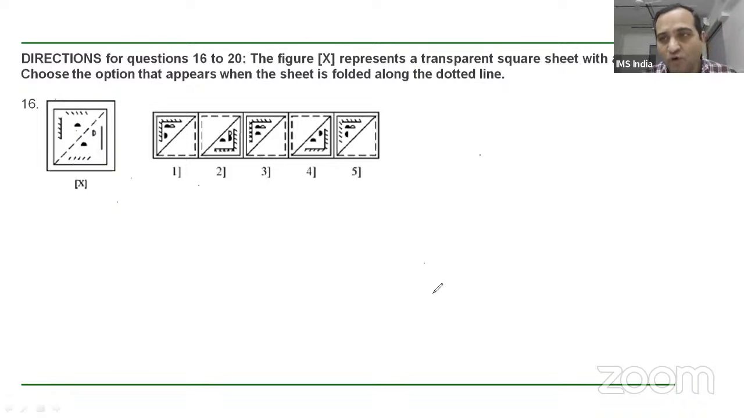Now this is paper folding. Okay, so you'll have to check both the cases when it is folded up or folded down. Start with any one case and see and work with method of elimination. No, no one has got the right answer up till now.